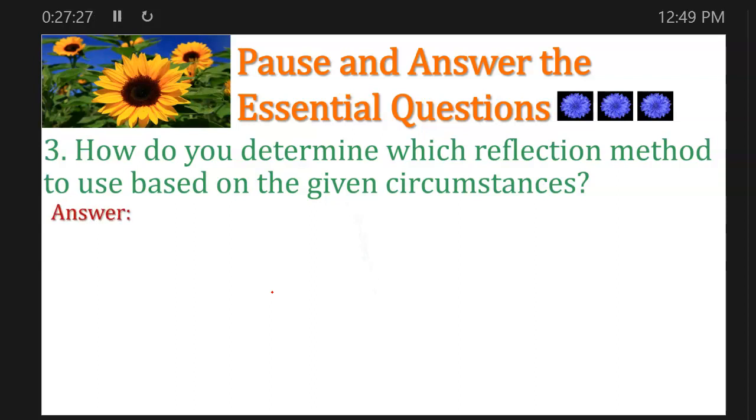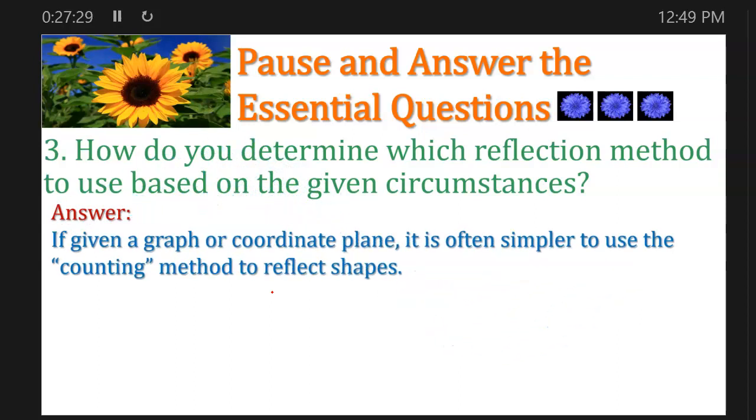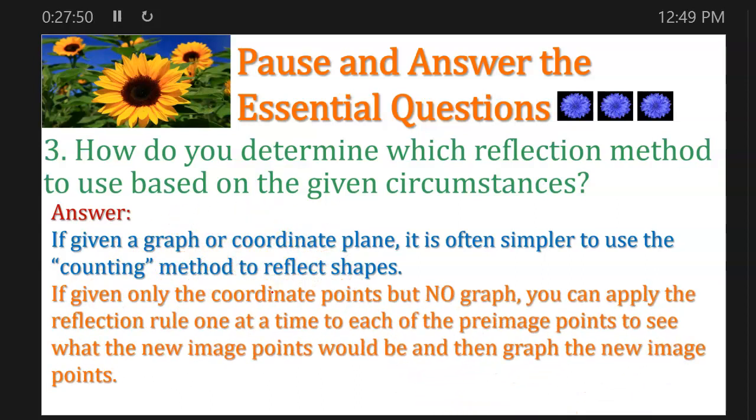All right, the answer is that when you are given a graph, it is usually simpler to use the counting method. Now, you can use the rule method for graphs as well, but generally it takes less time to do it the other way, or it really is a personal preference. However, when you're not given a graph, then you can use the reflection rule instead of the counting method. And the reflection rule is just to change the sign of either the x or the y based on which line of reflection you are reflecting your shape over.